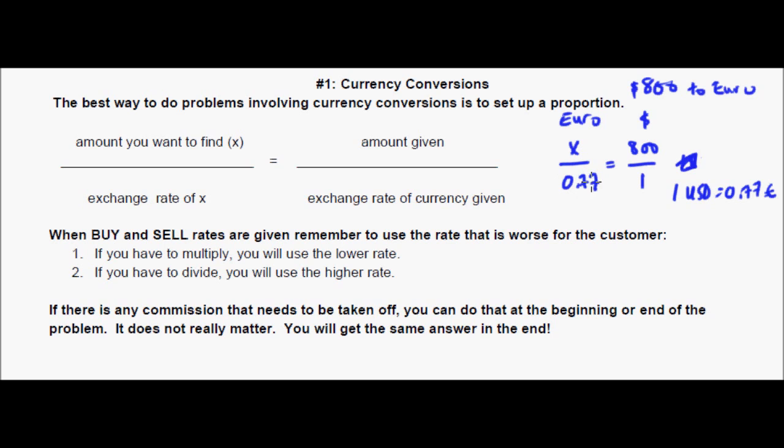Now to solve it, 1 times x is x, and 800 times 0.77, I'll just break out my calculator right now. 800 times 0.77, so you get 616 euros. Okay, so that's how you do a currency conversion.